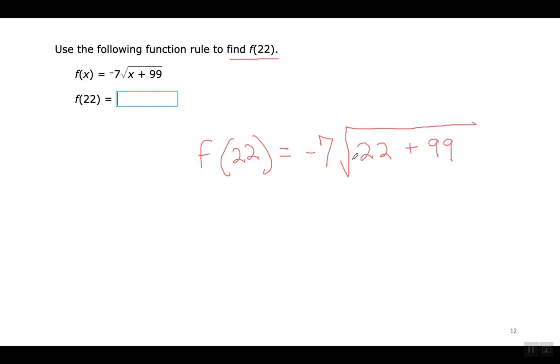Okay, now look. I'm going to follow the order of operations. Now in the order of operations, this is called the square root sign or the radical sign. In the order of operations, that's not in there. Or is it? It actually is.